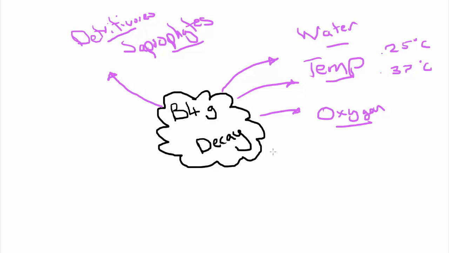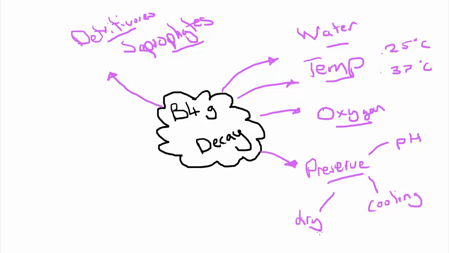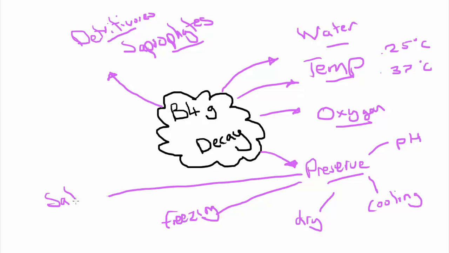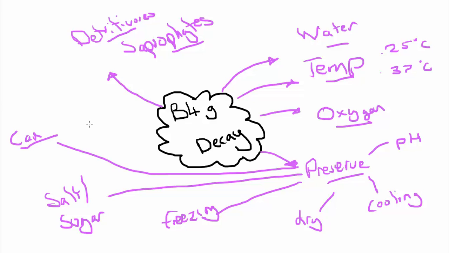So if we move on to ways that we can preserve food, we come across ways of reducing or changing these factors so they're in a better condition so that we can keep our food for longer. So some of the ways of preserving food is we can change the pH, we can cool the food, we can dry the food, we can go a step further than cooling and we can freeze the food, we can add salt and sugar, and finally we can can the food.